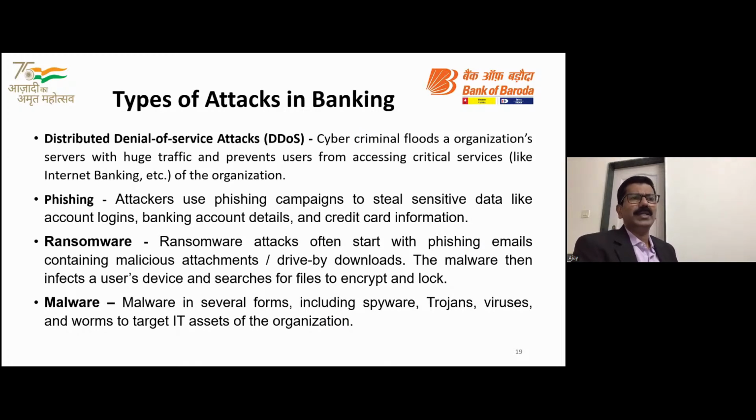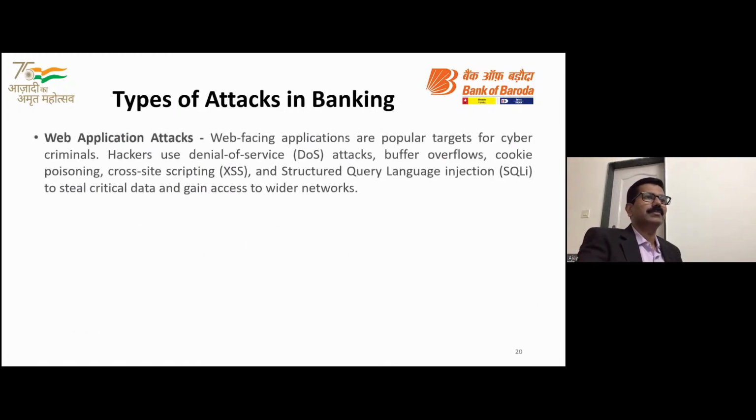Then other malware, so it is in several forms, including spywares, trojans, viruses. So these all are the normal scenarios we are seeing in the attacks.